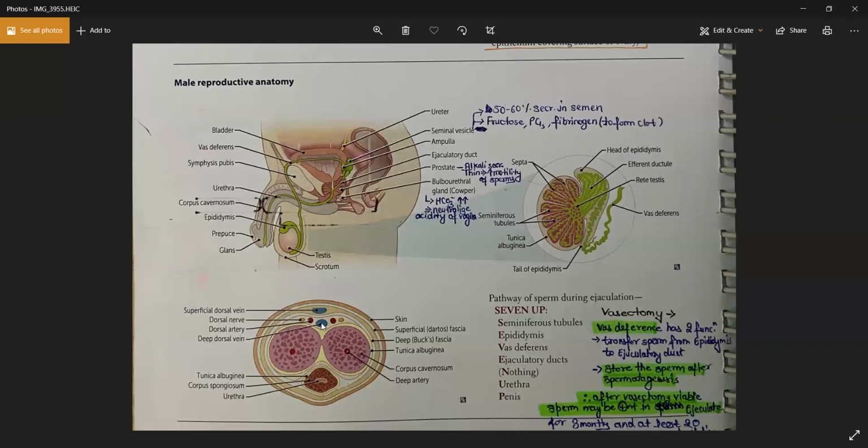Finally, the innermost layer is the tunica albuginea, which is the layer that is also surrounding the testis. So Step 1 will ask you, what is the layer of testis that surrounds the cylinders also? The answer is tunica albuginea. It is the innermost layer of the testis, and again the innermost layer of the penis also, right?